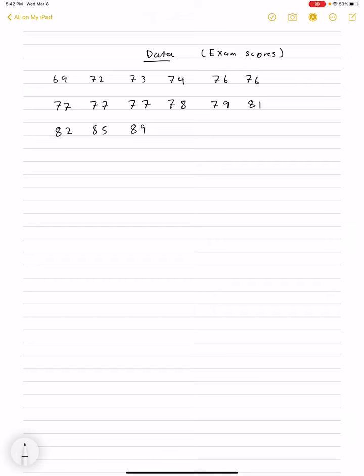So here's some fake data on exam scores, and our goal is to draw a histogram. I'm going to do this by hand just because some of you might want to know how to do it, but 9 out of 10 times, if not more, I'd use software to make a histogram. But nonetheless, let's go through it. So I've nicely ordered the data. Your first step would be to order the data.